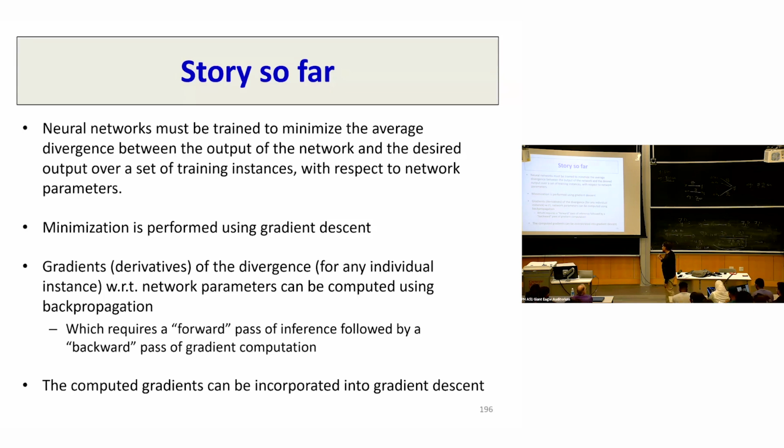The story: neural networks are trained to minimize the average divergence over training instances. It's performed using gradient descent, and gradients are computed using backpropagation, right?